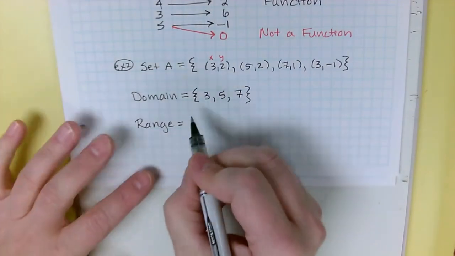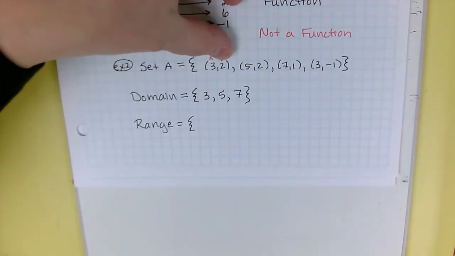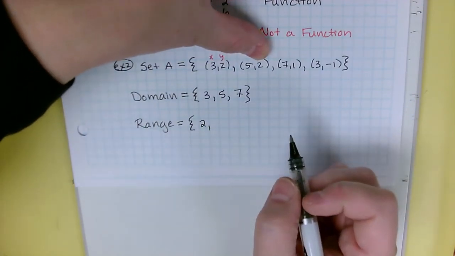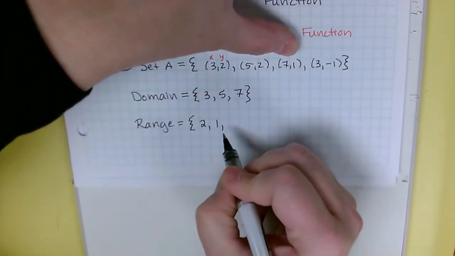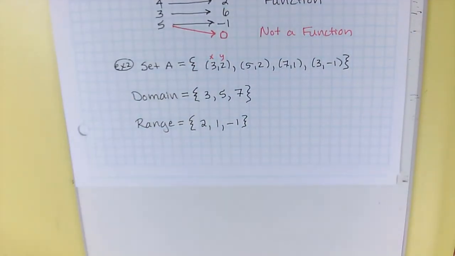All right, now we're going to do the range, the set of all y values in the set. So I have a 2. I have another 2, but I'm not going to list that twice. I have a 1, and I have a -1, and that's my range. End with a brace.